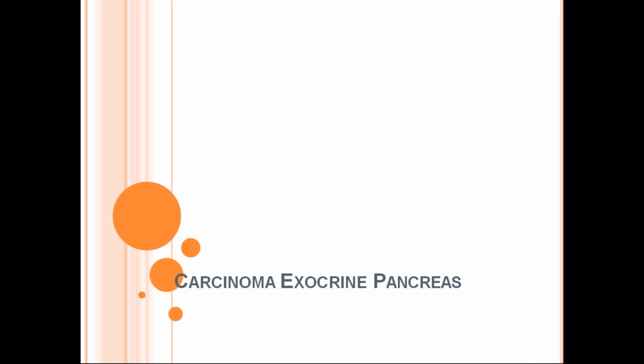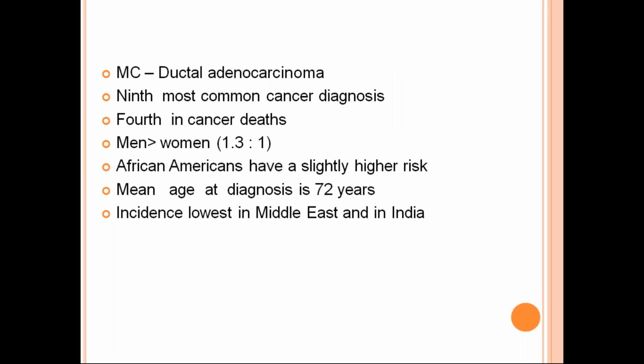So coming to carcinoma of the exocrine pancreas, you already saw it. Most common is ductal adenocarcinoma, that is 90%. This is the 9th most common cancer diagnosed, 4th in cancer deaths. Men are more commonly affected than women, a 1.3:1 ratio. Africans and Americans have a slightly higher risk. Mean age of diagnosis is 72 years. Incidence is lowest in the Middle East and in India.